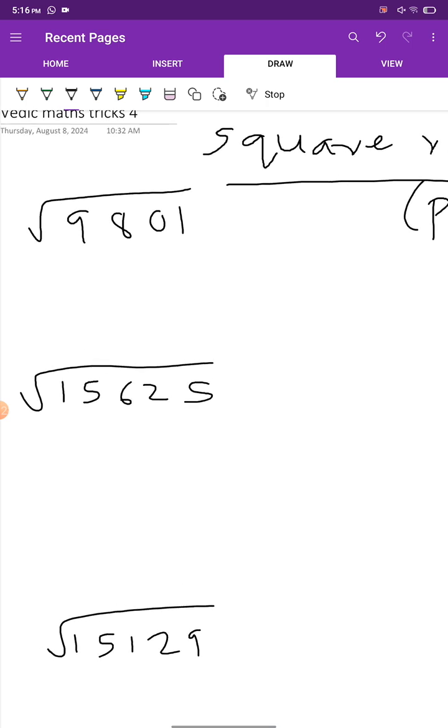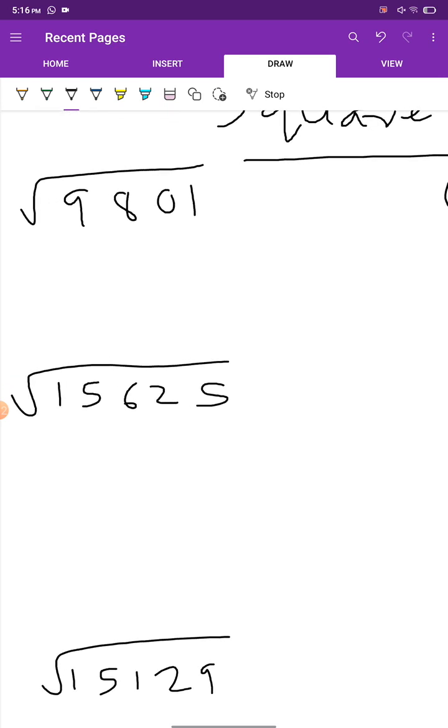Suppose I ask the square root of 9801, so what is the answer? By seeing it, you have to say the answer. So how to analyze that, I will explain.